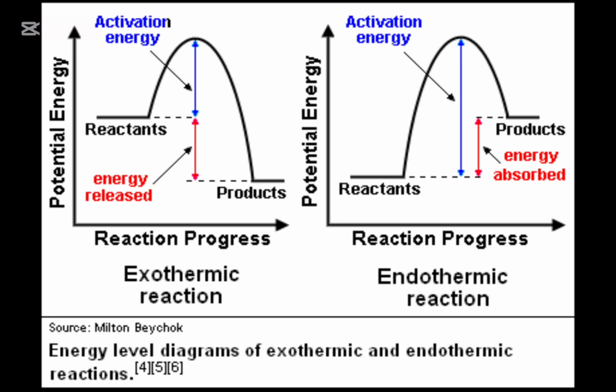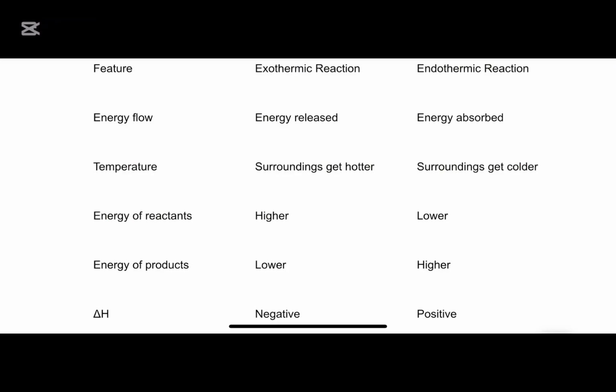exothermic and endothermic reactions. Here's the difference. The energy flow: in an exothermic reaction, energy is released. In an endothermic reaction, energy is absorbed. In terms of temperature, the surroundings get hotter in exothermic, while in endothermic, the surroundings get colder. Energy of reactants: in exothermic it is higher, in endothermic it is lower. Energy of products: in exothermic it is lower, in endothermic it is higher. Delta H, meaning change in enthalpy: in exothermic it is negative, and in endothermic it is positive.